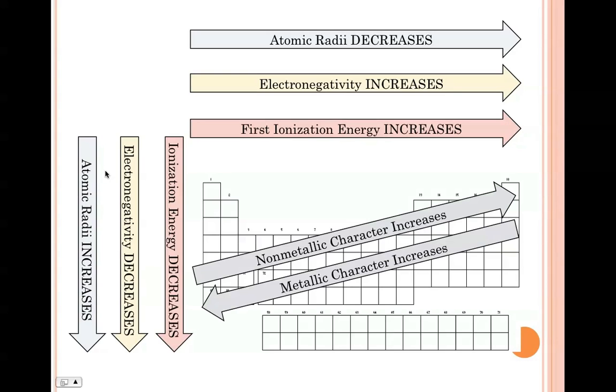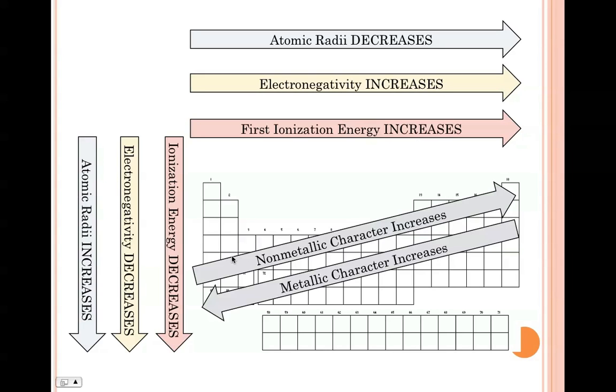As you can see, as we go down a group, atomic radius increases, and because of a larger atom, we have decreasing electronegativity and decreasing ionization energy. The opposite is true as we go from left to right. The atomic radius is going to decrease, we get a smaller atom, and because of that, our electronegativity and first ionization energy increase as well.